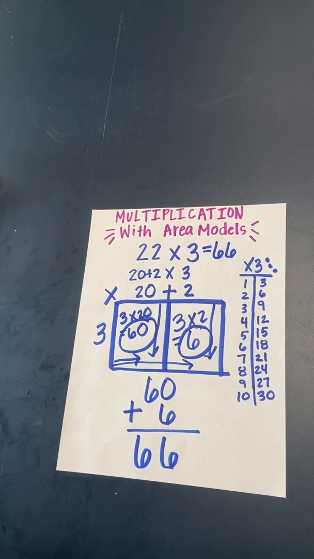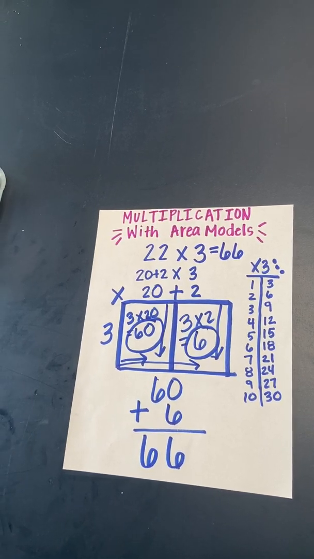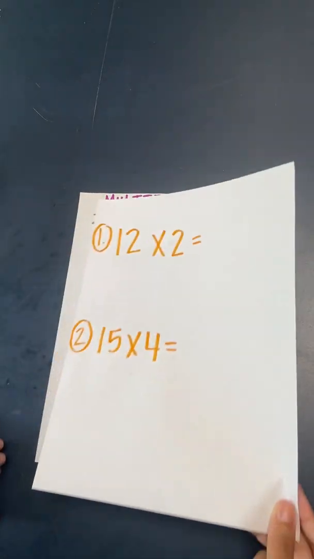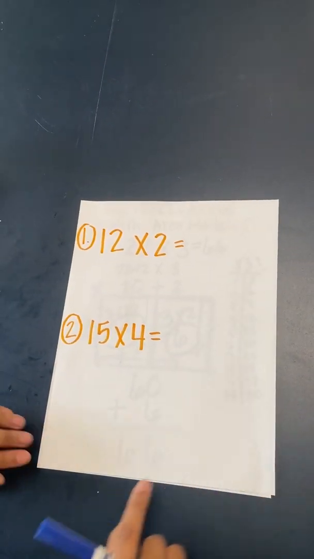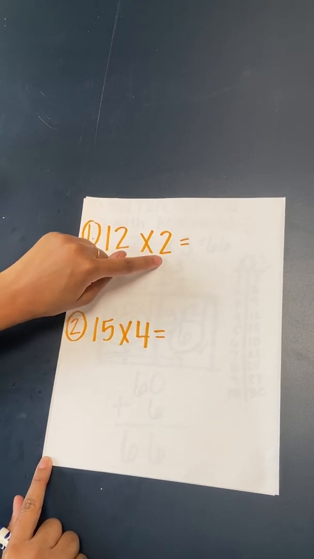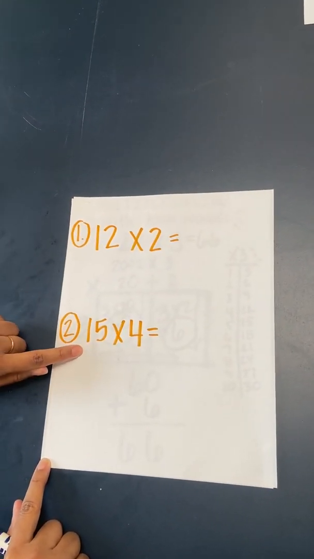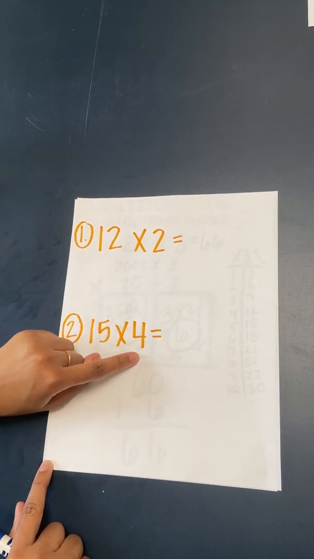All right, friends. So your job is going to be to solve two problems using the area model. Your first problem is 12 times 2. And your second problem is 15 times 4.